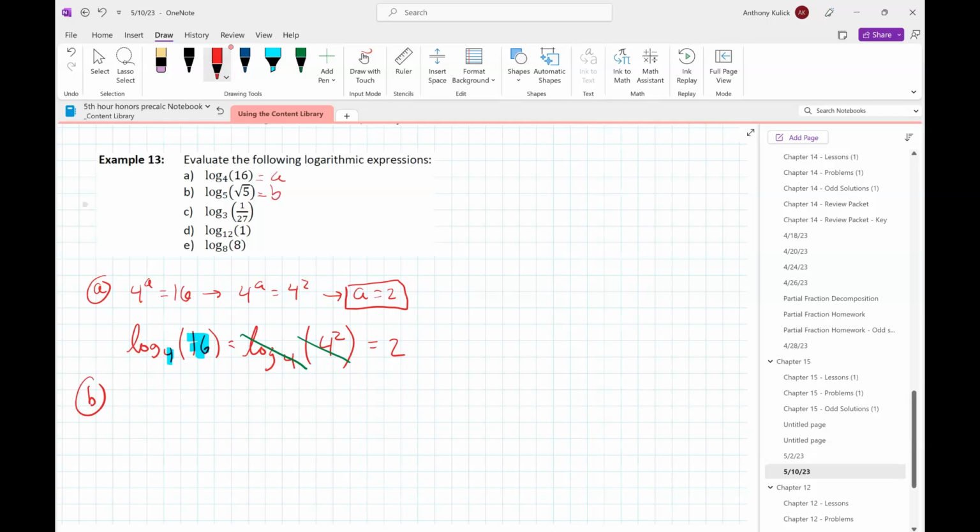So what am I going to do with b here? Well, I can write it as 5 to the b equals the square root of 5. What can I do with that? I need to rewrite square root 5 as a power of 5, right? What power of 5 is equal to the square root of 5? 5 to the 1/2. Excellent. So then we can see that b just has to equal 1/2.